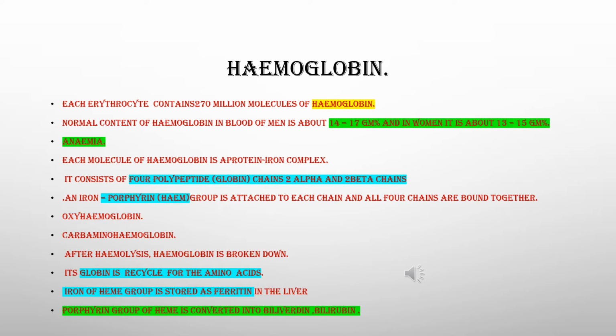In the liver, the excessive amount of hemoglobin undergoes hemolysis, meaning breakdown of hemoglobin to form the globin chain, heme group, and the porphyrin. That globin chain is recycled for making amino acids. The iron-containing heme is stored in the form of ferritin. And the porphyrin group gets converted into bile pigments.